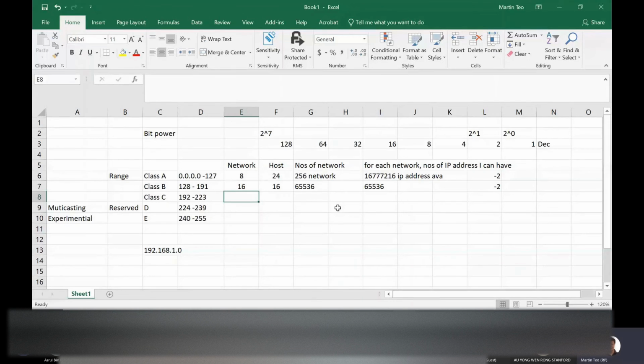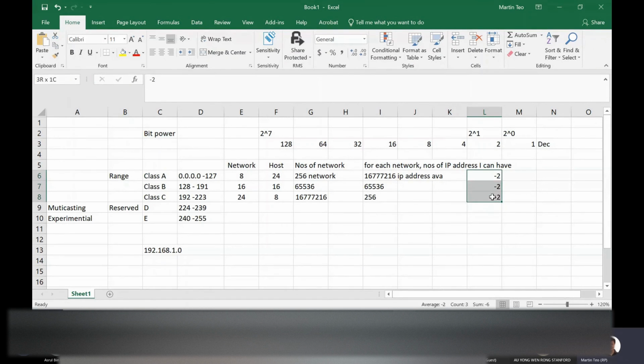Then for class C, we have 24 bits on the network portion and 8 bits on the host portion. That gives us quite a huge number of networks, 2 to the power of 24. And each network will have 256 minus 2 IP addresses, that is 254 IP addresses, in each of the networks we created.